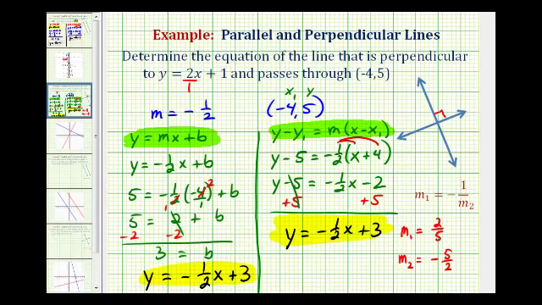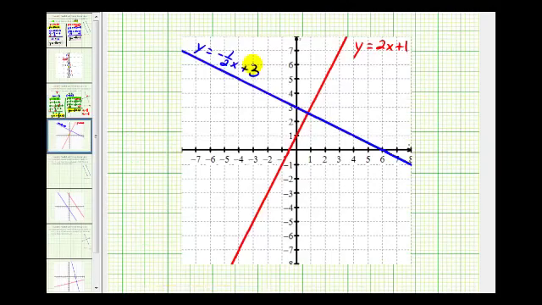And let's go ahead and quickly verify this graphically. We were given the red line, y equals 2x plus 1, and we determined that the equation of the perpendicular line was y equals negative 1/2 x plus 3. Notice how these two lines do intersect in a right angle here. And the blue line does contain the given point that had coordinates negative 4, 5, this point here. So our work looks good.